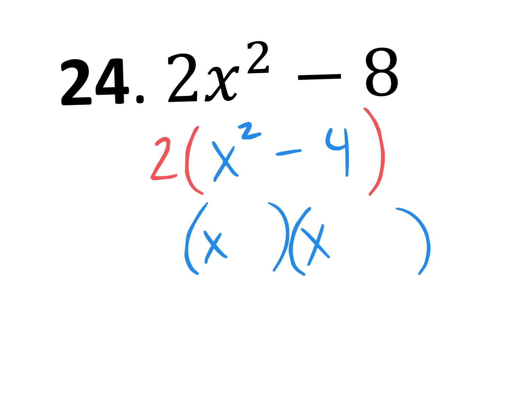Now, even if you were to make a list, how could you get the c value of negative 4? Well, that's either 1 times negative 4 or 2 times negative 2. That's it. Those are the only 2 possible ways of multiplying numbers together to give you negative 4 besides changing signs.